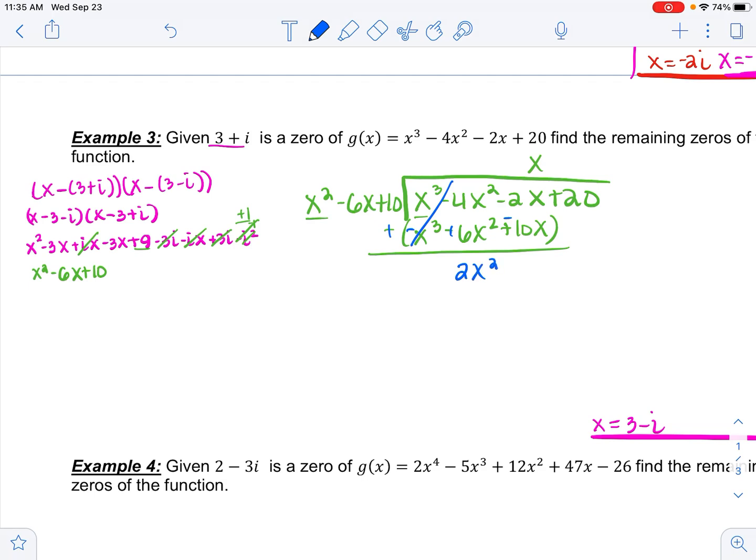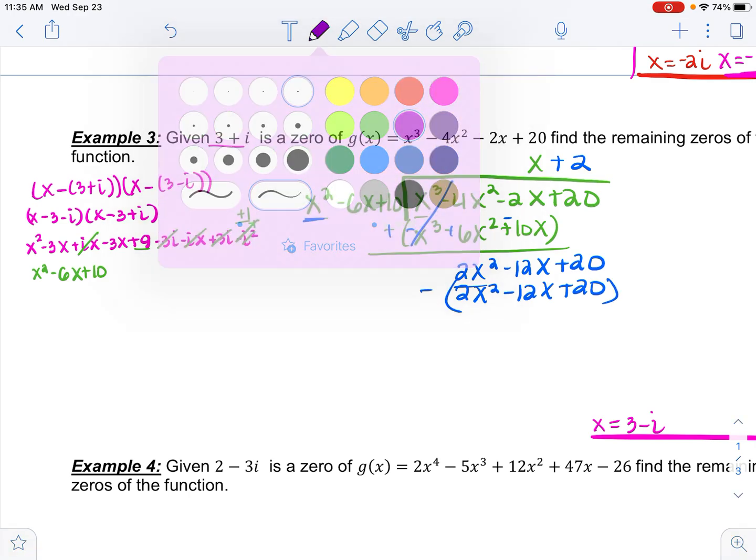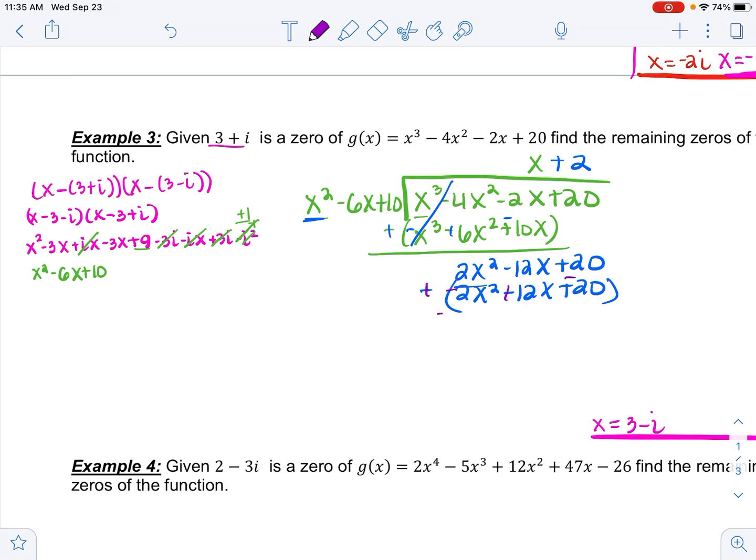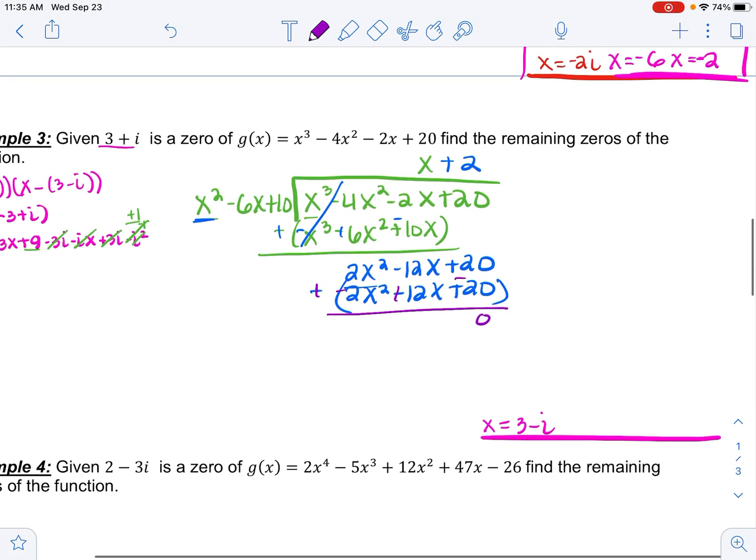Distribute your negative. This is gone. This is 2x squared minus 12x plus 20. All right, start over. What do I multiply this by to get this? That's a plus 2. Distribute: 2x squared minus 12x plus 20. So notice I got the exact same thing I had above. So when I subtract it, it's obviously all going to cancel out.